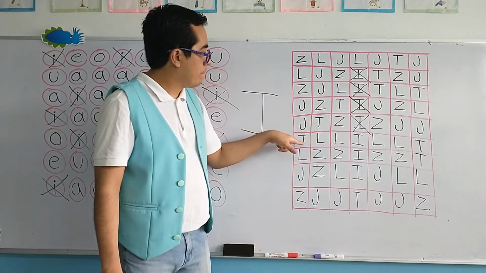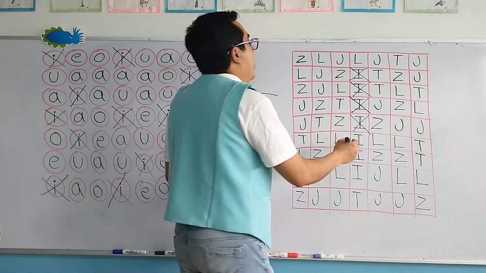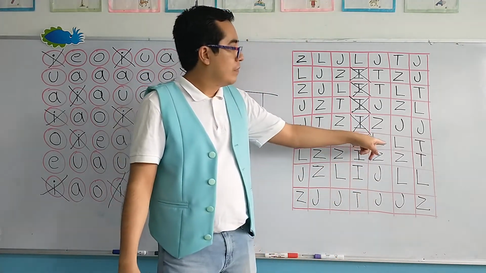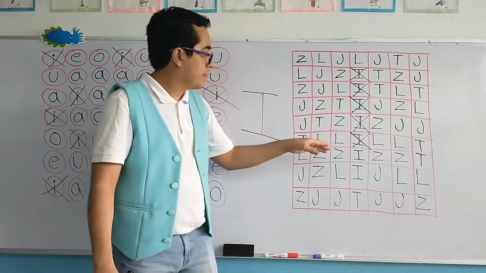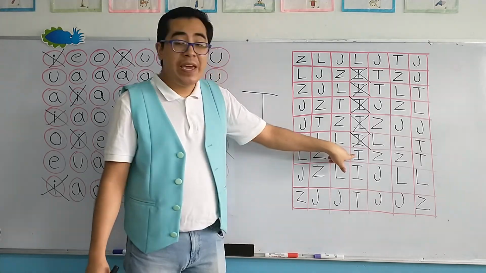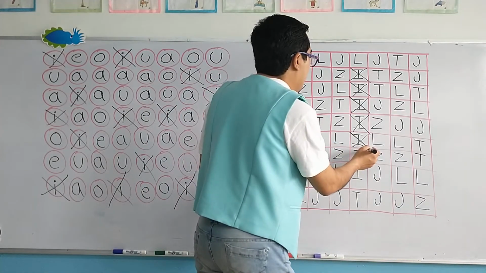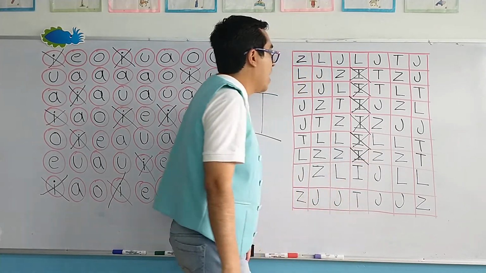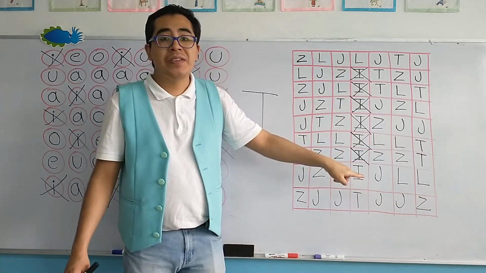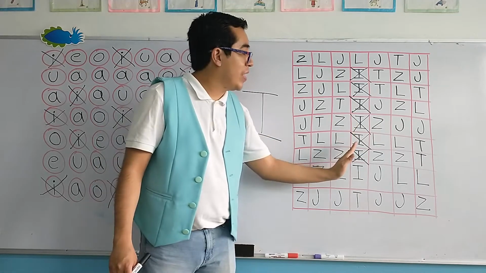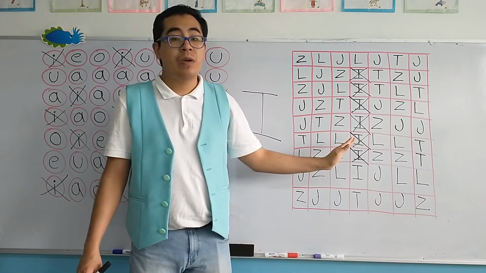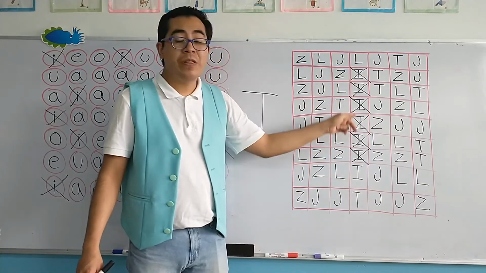Siguiente fila. Capital I, right here. That's it. Next row. Once again, here, capital I. Now, check this out, my children. All of the capital I's are basically in the same line. Casi todas las capital I que hemos encontrado están en esta línea, en este orden.